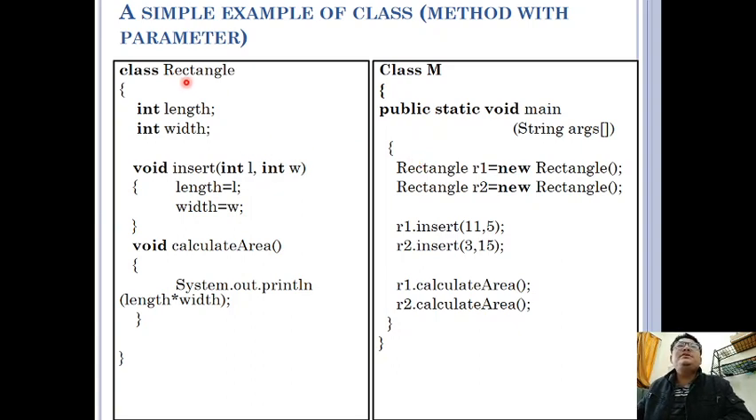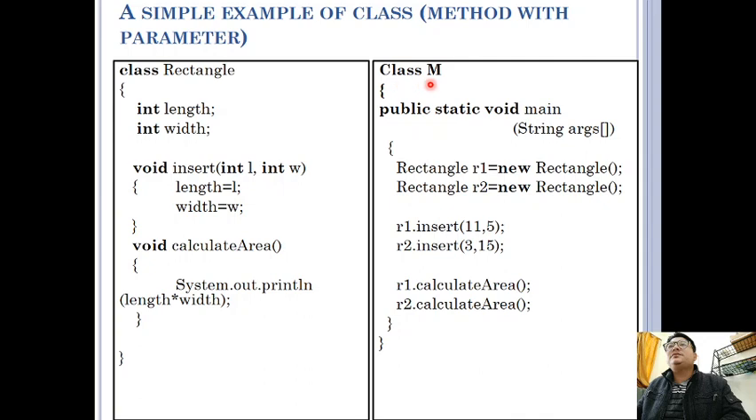Next is an example of classes and objects with some parameters. There is a class called Rectangle. The parameters associated with a rectangle are length and width. There are two member functions, one is insert and one is calculate. Insert is generally used to get the data from the user and then supply the same value to the instance variables. Another member function is used to calculate the area of the rectangle.